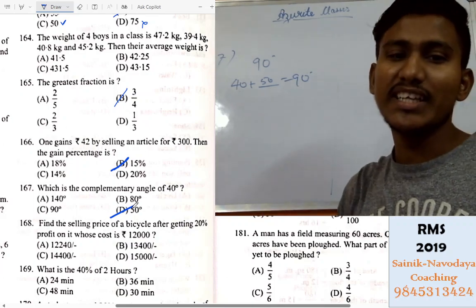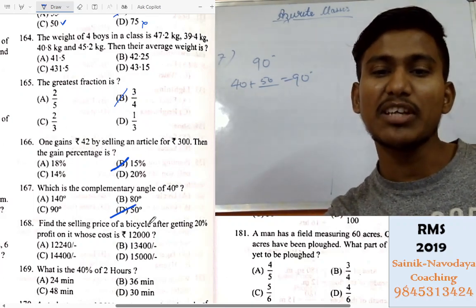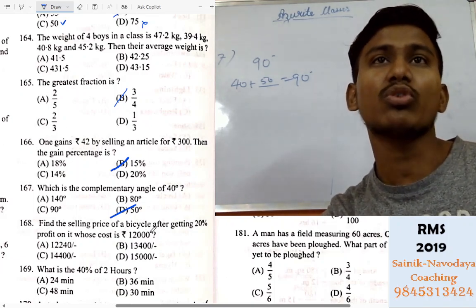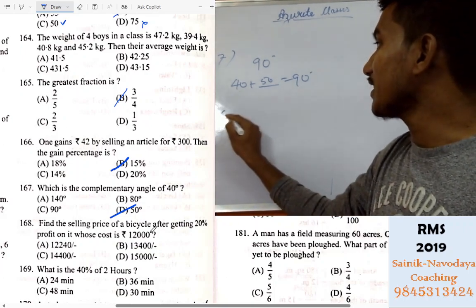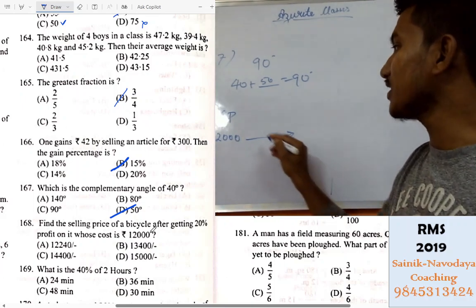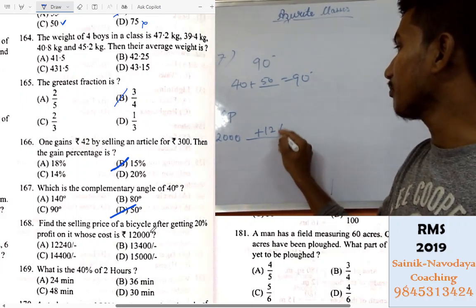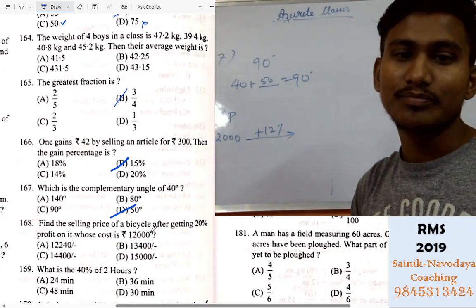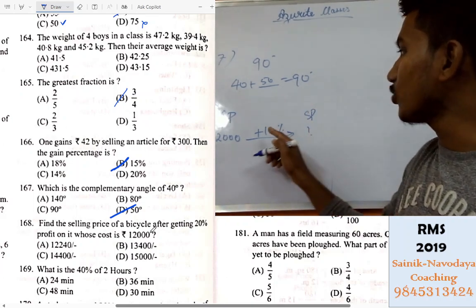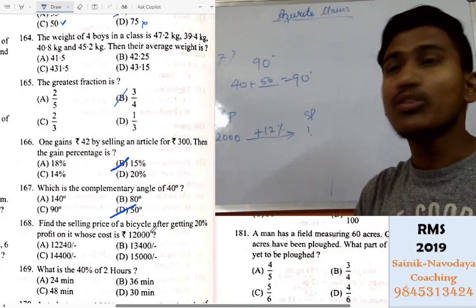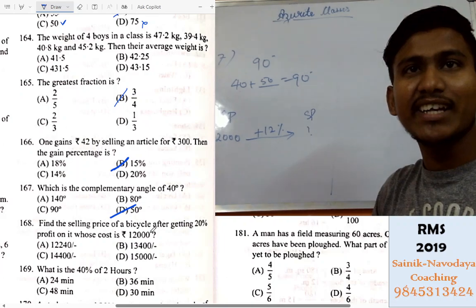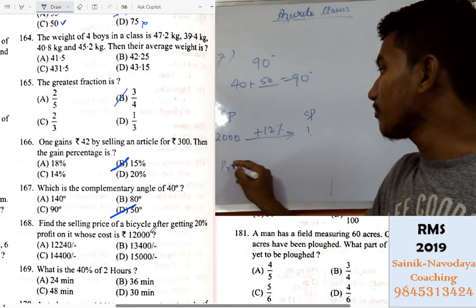So 168, what is the question? Find the selling price of a bicycle after gaining 12% profit on whose cost is 12,000 rupees. So the cost they have given is 12,000 rupees. They are gaining 12%, right? So we have to find the selling price after adding 12%. So 12% of how much we have to find? 12,000. So the profit is 12%.